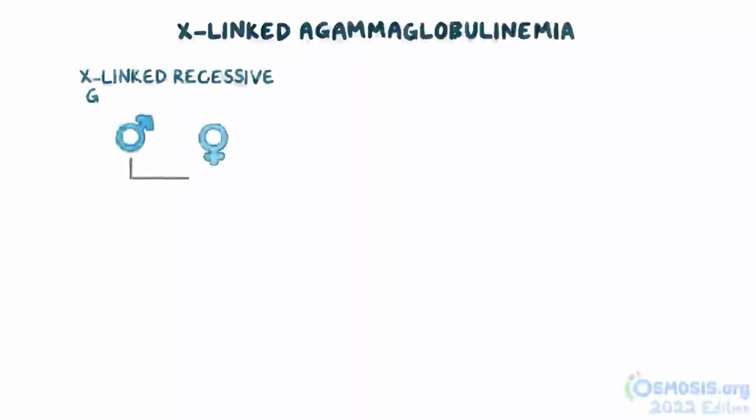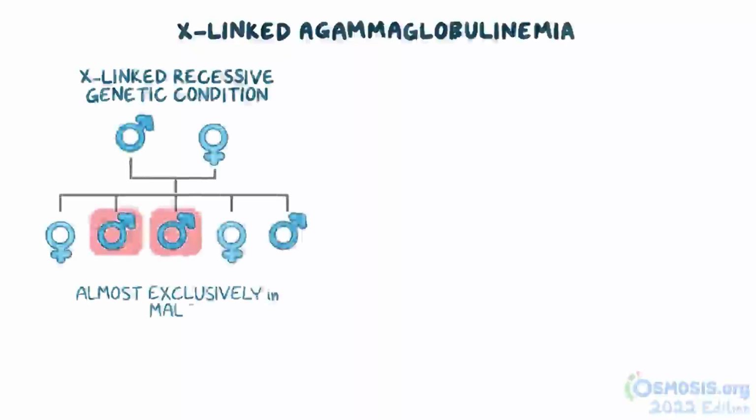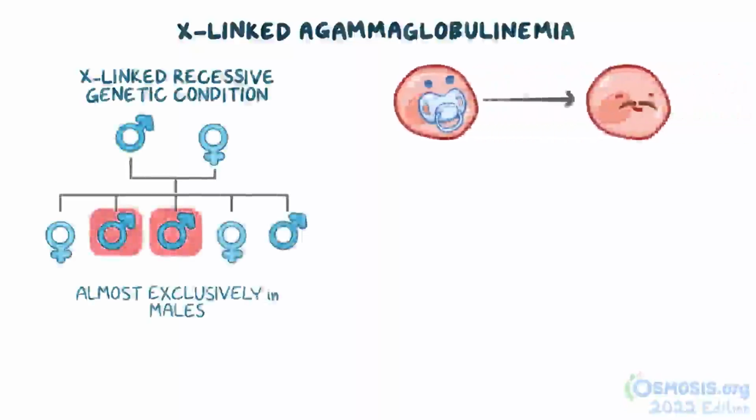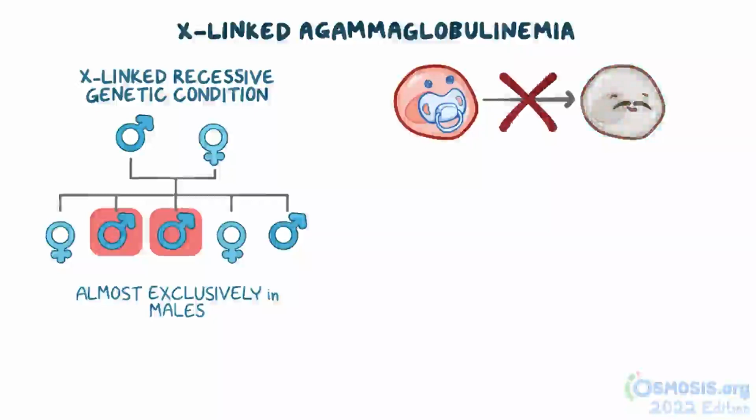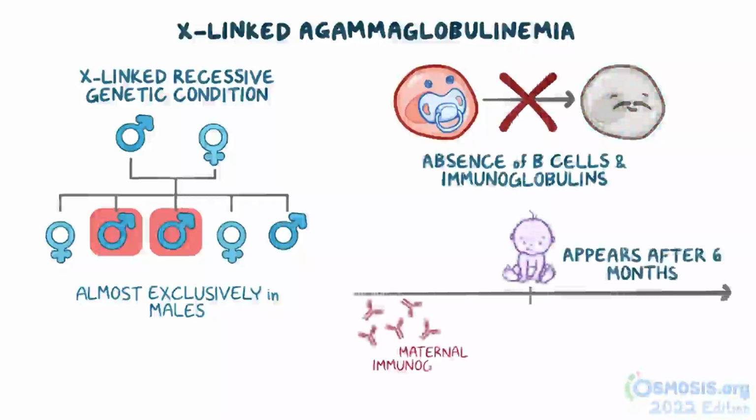X-linked agammaglobulinemia is an X-linked recessive genetic condition, meaning that it almost exclusively manifests in males. There's a mutation that causes B cell maturation to stop, resulting in the absence of B cells and immunoglobulins. It typically appears after 6 months of age because that's when the maternal immunoglobulins from the placenta start to disappear.